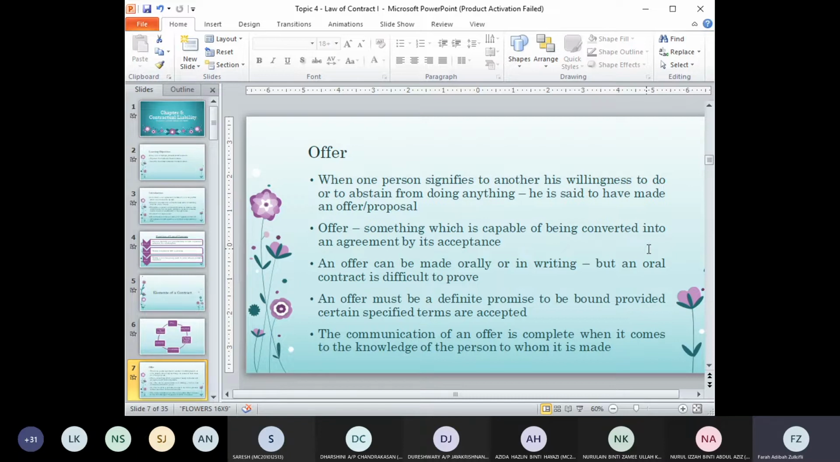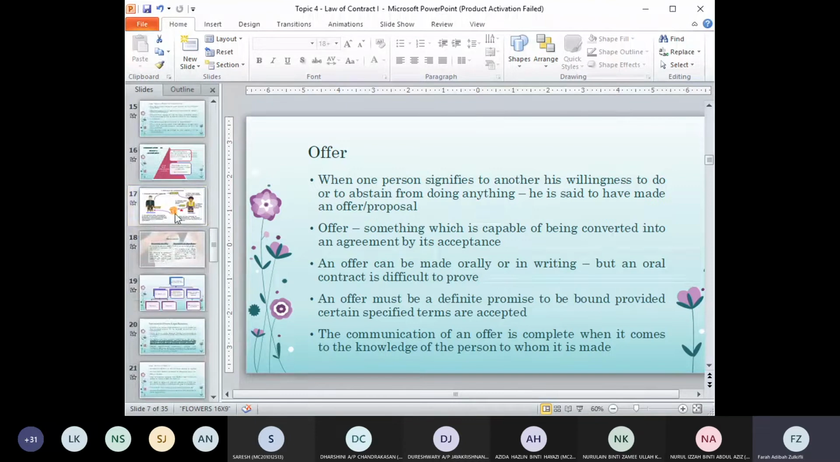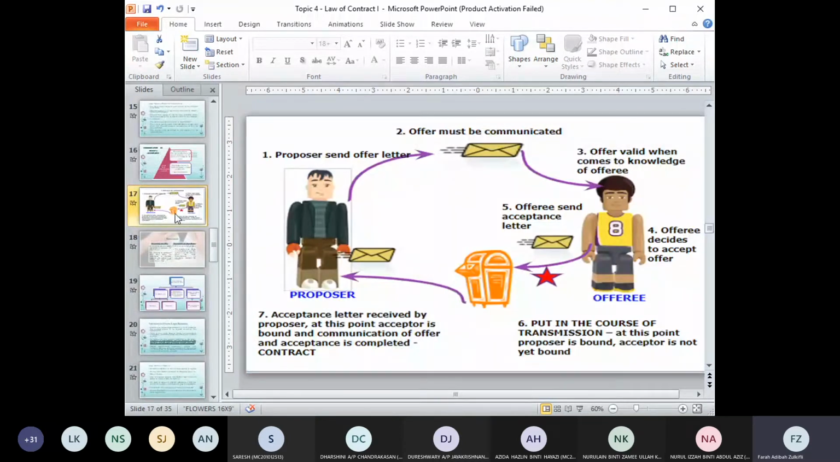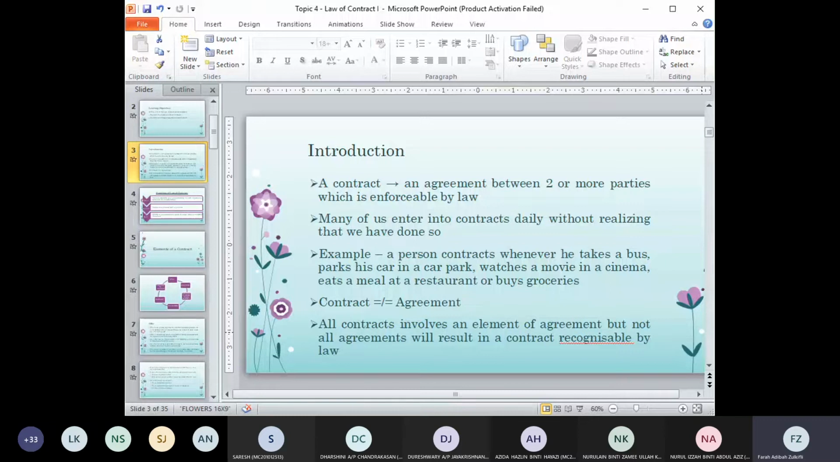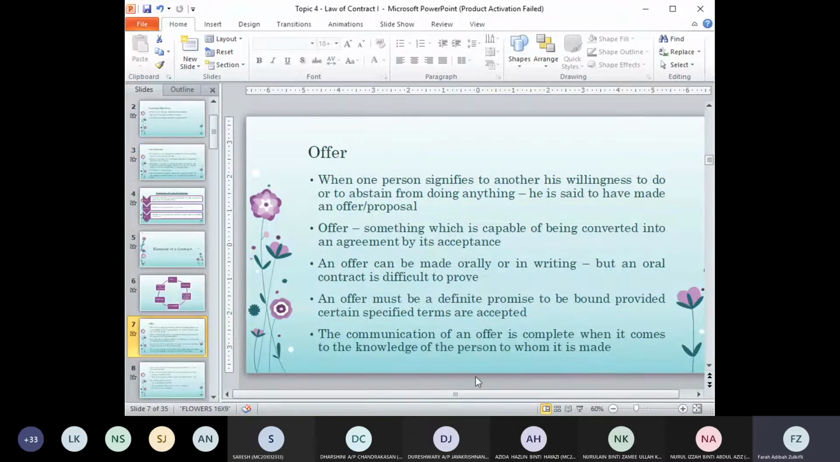But the communication of an offer is a bit tricky when it comes to an offer made through post, we'll look at it later. If an offer is made through post, through a letter, when you send the offer letter, the offer is only complete when it comes to the knowledge of the offeree. So if you send a letter to offer something to someone else, the offer is only complete once they receive the letter. That is what it means by the communication of an offer being complete when it comes to the knowledge of the person to whom it is made.